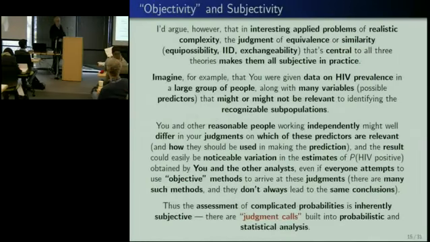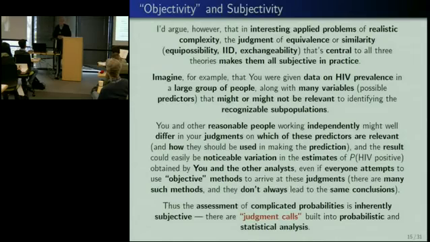My argument is that in interesting applied problems of realistic complexity, the judgment of equivalence or similarity that gave rise to that recognizable subpopulation, and is therefore central to all three theories of probability, makes them all subjective in practice. And they have different names in each one. In the classical approach, it's the concept of equipossibility. In the frequentist approach, it's the concept of what's called independent and identically distributed sampling from a population, abbreviated IID. And in the Bayesian approach, it's the concept of exchangeability.